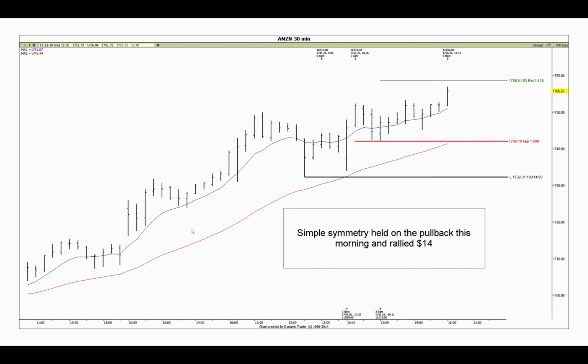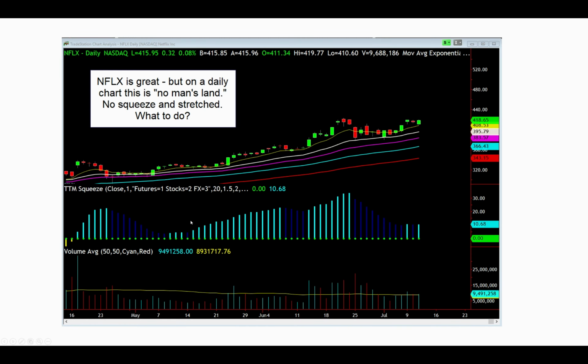So here's another one, Netflix. I love Netflix, but if I'm looking at Netflix, here's a daily chart. As you guys know, maybe I like the squeeze. There's no squeeze, so for me, there's no signal. And here we are, we've come down and we're popping up. Is this thing going to go down to the 21 or the 34? I don't know. I look at that and just say that's a little too risky. Let me find something with a squeeze.